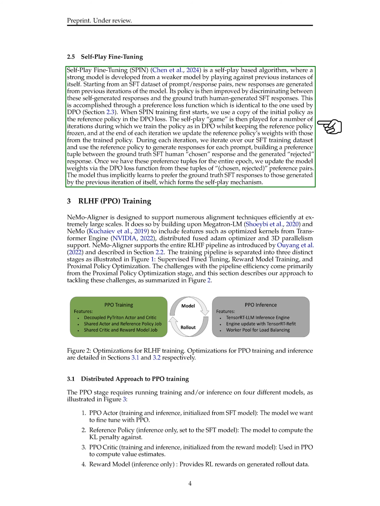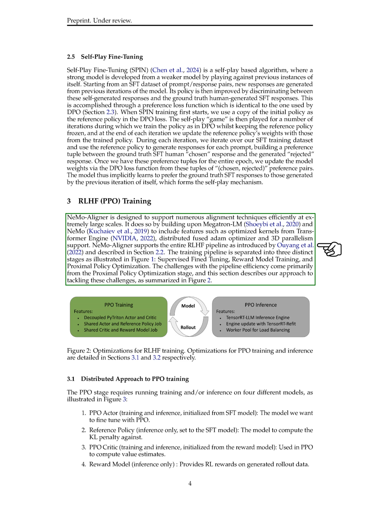SPIN is a self-play algorithm where a strong model is developed by playing against previous versions of itself. New responses are generated from previous iterations of the model, and the policy is improved by distinguishing between these self-generated responses and the ground truth human-generated responses. The training process involves updating the model weights based on preference tuples of chosen and rejected responses.